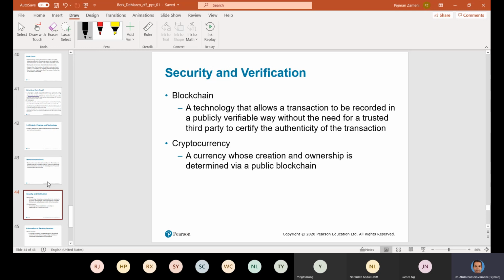This is called blockchain. And blockchain these days can be used in medical, it can be used in agriculture and many different industries. And cryptocurrency is a currency whose creation and ownership is determined via a public blockchain, or digital currency also.